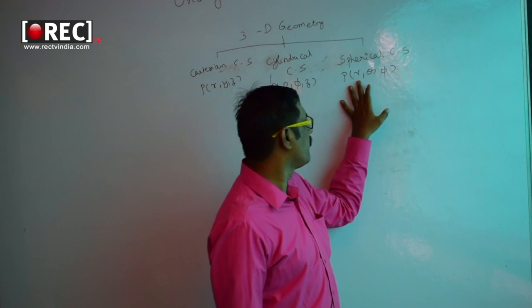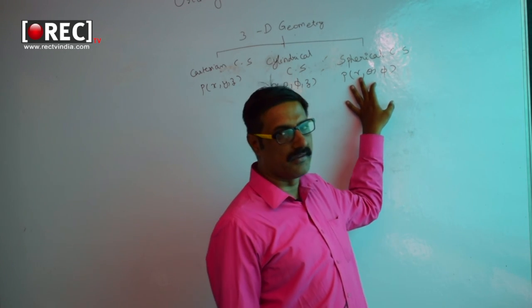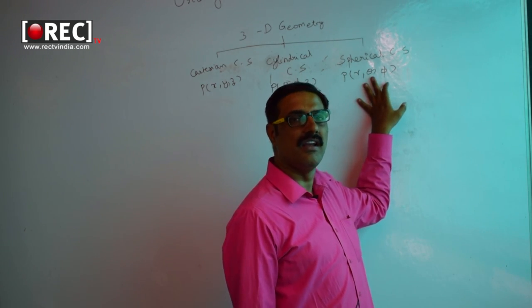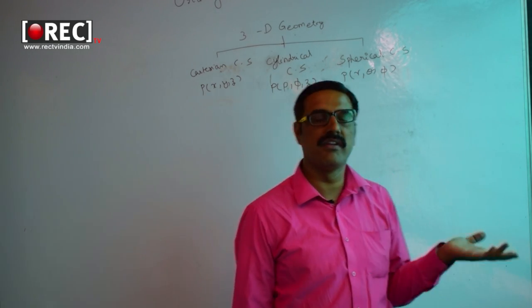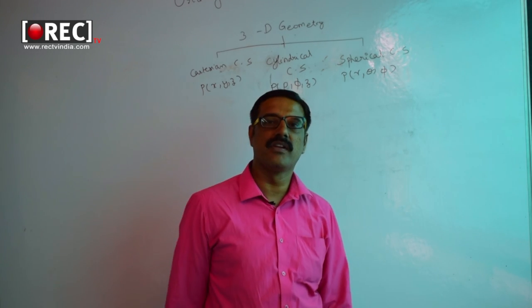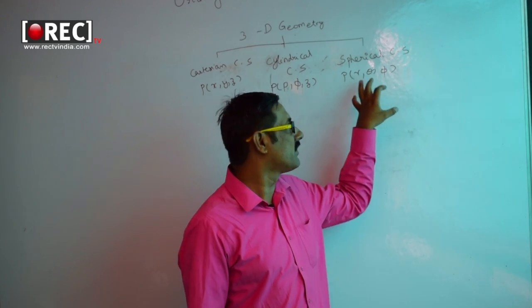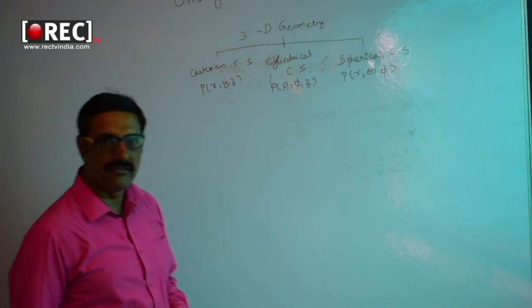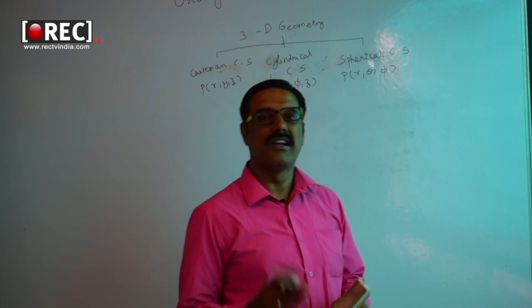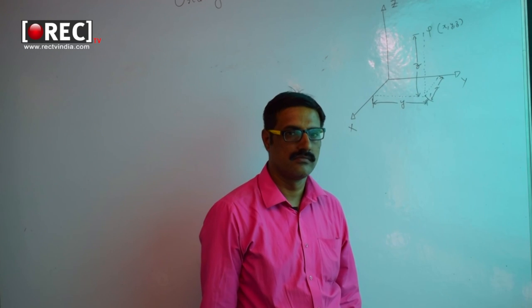Coming to the spherical coordinate system, r stands for the radius vector length, theta is the elevation angle, and phi would be the azimuthal angle. Of course, when we are dealing with these two individually, we will throw much light on what is azimuthal angle and elevation angle there. Now, let us start with the analysis of Cartesian coordinate system.